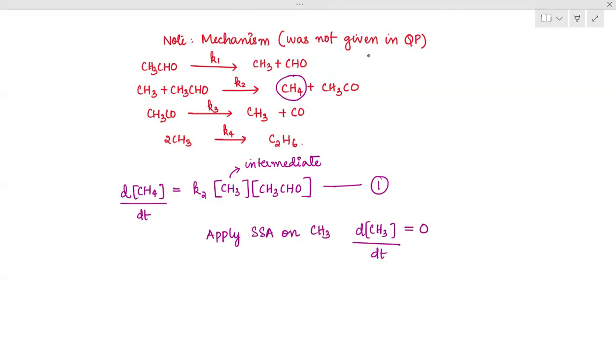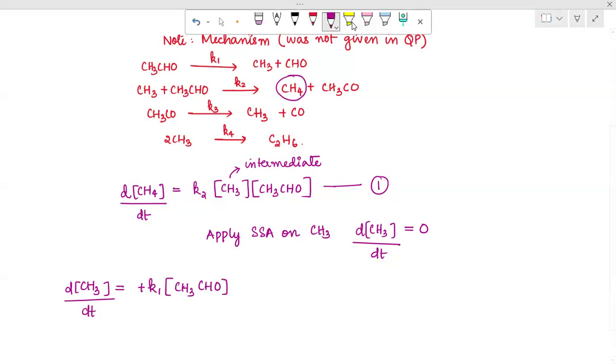Correct? Now, let's come back to the mechanism and see how the concentration of CH3 varies with time. In the first step, CH3 is being formed. So it will be plus K1, and the reactant of the step is CH3CHO, acetaldehyde. In the next step, CH3 is disappearing. If you want, I can highlight.